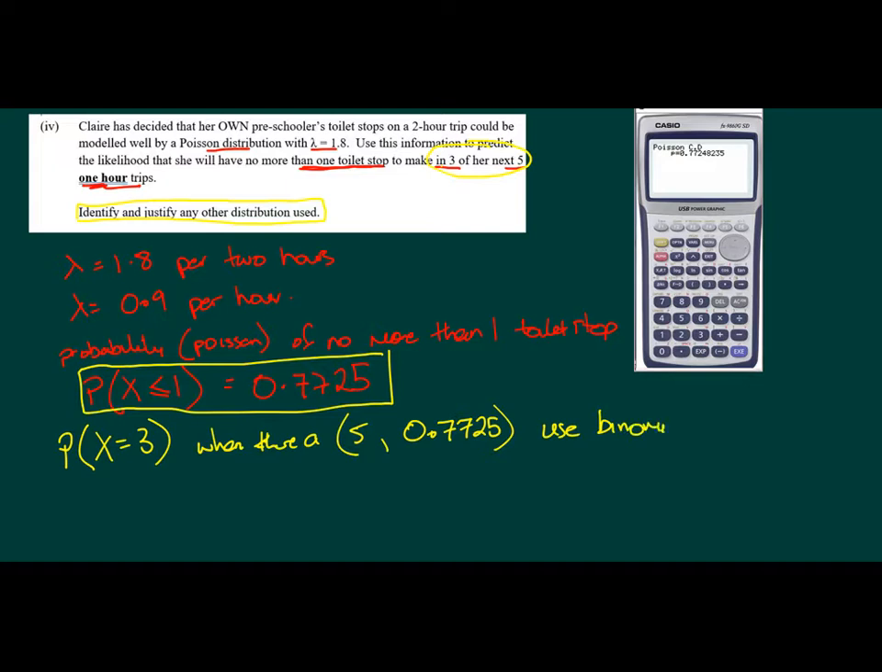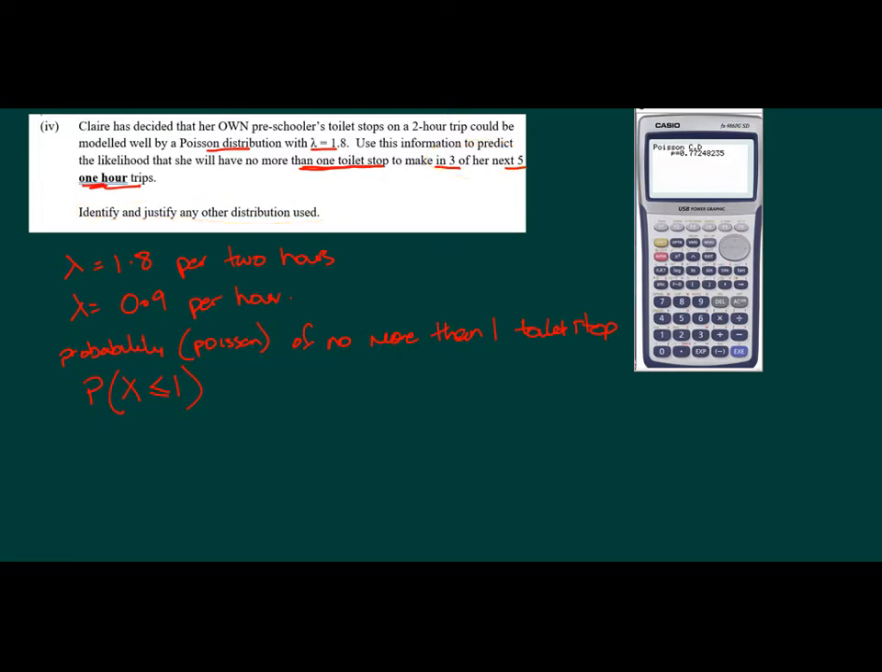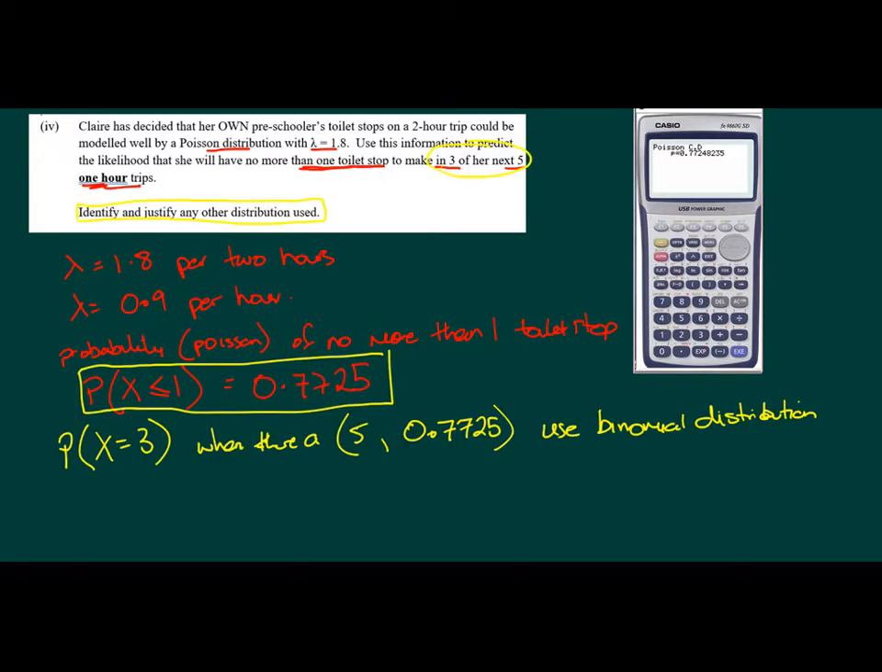Why? Well, remember the binomial distribution, I think it's ideal here because our success is either she's going to the toilet or she's not. That's the binomial distribution, and this is the probability of her of no more than 1 toilet stop. It's all about going to the toilet stops. So let's go back onto the calculator and see what it tells us.